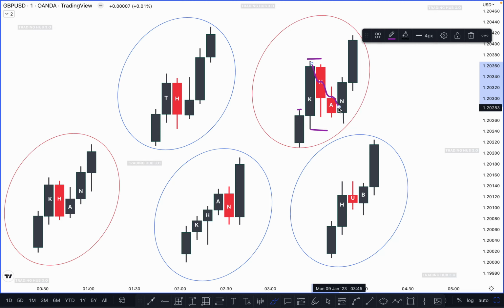The market must at least take out the previous candle low or high to confirm a valid pullback. So in this case, the market is not taking out the previous candle low, like here. Even though the H candle takes out this low, the actual candle is here because the continuation is here, okay?